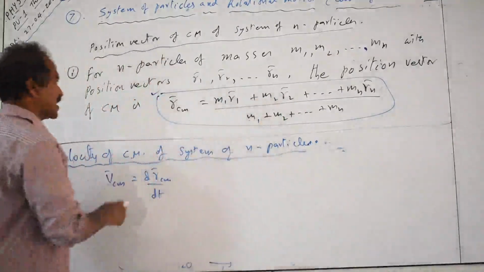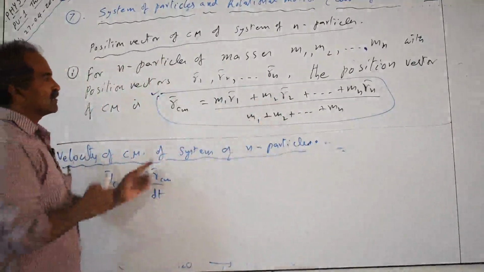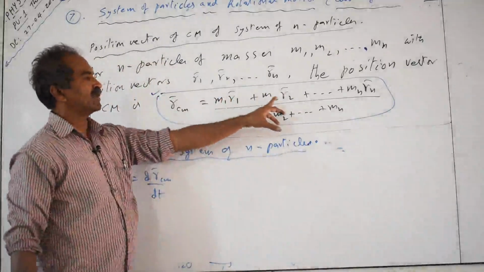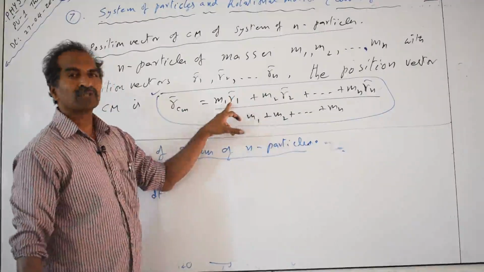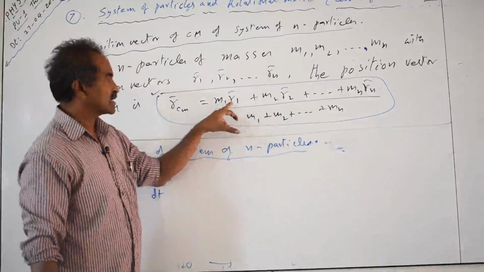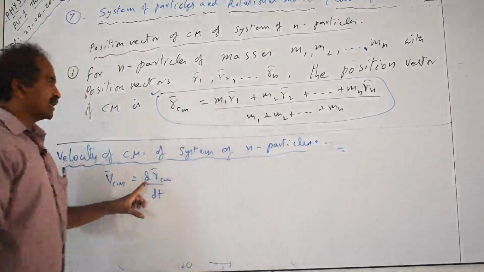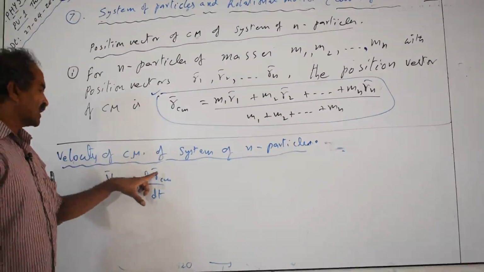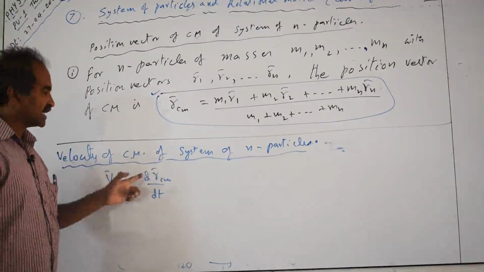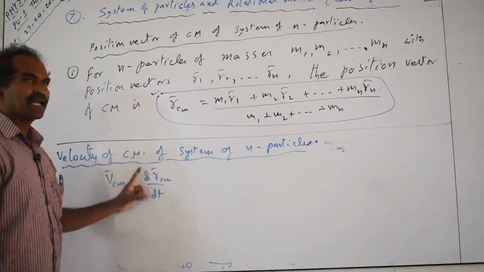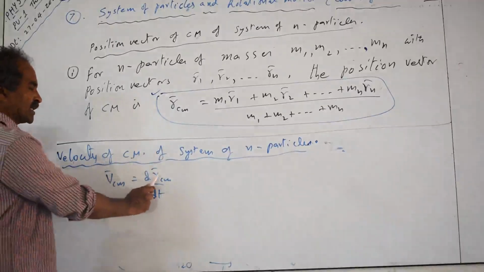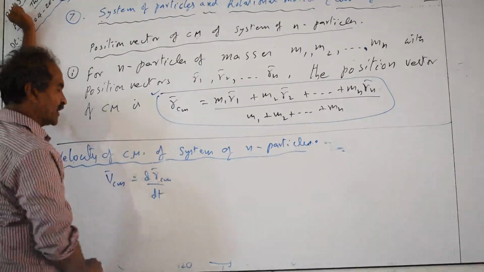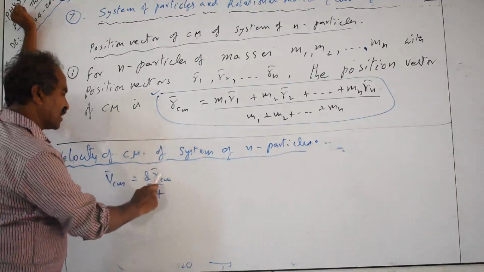Next, what is the velocity? If the particles are not at rest, they are moving. m1 is moving with velocity v1, m2 with velocity v2 and so on. Then the differential of the position vector gives the velocities. Velocity is displacement by time, or change of displacement by time. We can take the differential form dr by dt. Along the x-axis it means dx by dt, along the y-axis dy by dt. Like that we can take the complete position vector. RCM includes x, y, z coordinates, so we can take the relation d rcm by dt.